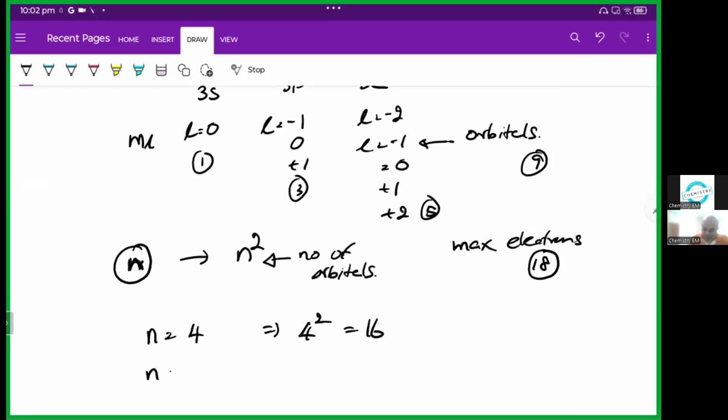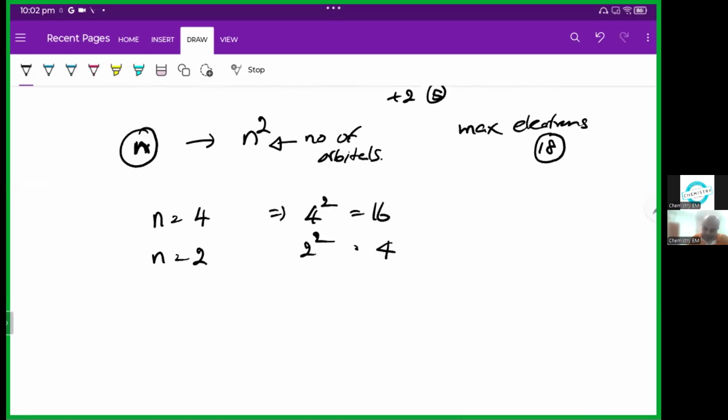So let's say n is equal to 2. So that is 2 into 2. There should be 4 orbitals in the n is equal to 2 main energy level, or second main energy level. We know that one, right? Second main energy level means 2s and 2p. S is having 1 orbital. P is having 3 orbitals. So altogether 4. So from this equation, n squared is the total number of orbitals.